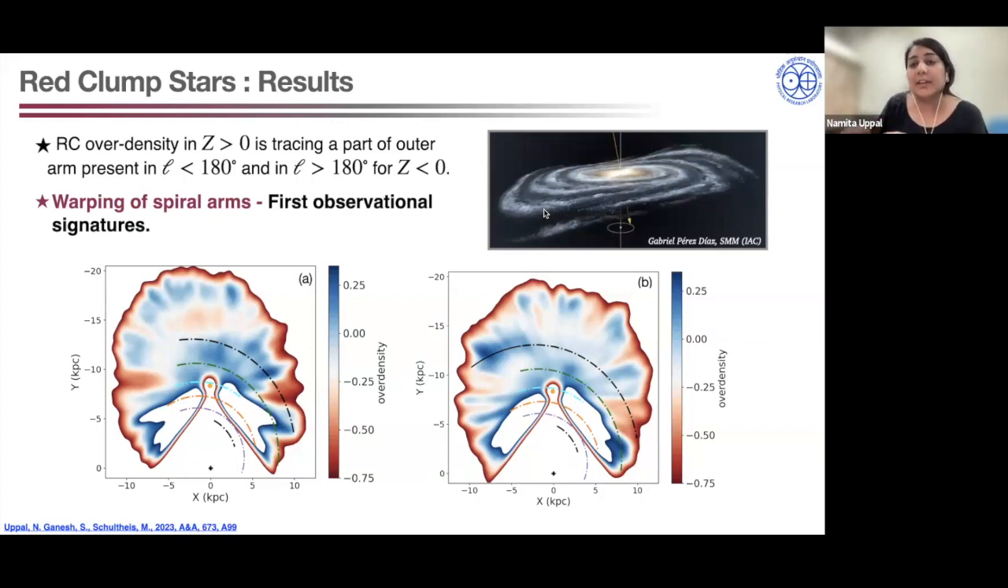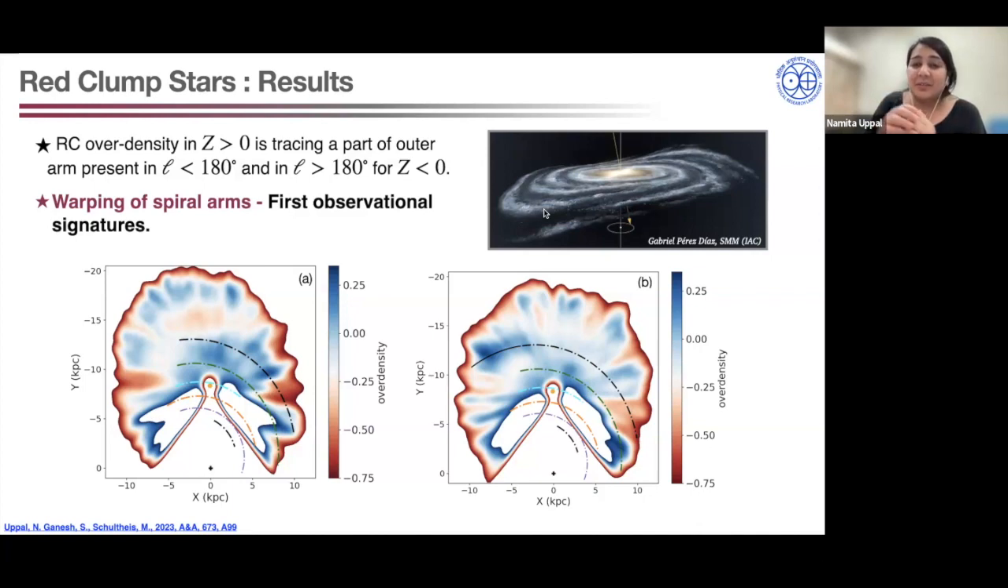And we knew that this galaxy disk is not flat, but is warped upward and downward in different directions. But for the spiral arm case, we had never seen that. In the red clump star distribution, for the first time we have seen that there is a warping of the spiral arm also. So this warp we have also modeled and compared with the younger population. And that paper is near acceptance. We submitted the revised version on the last day only.